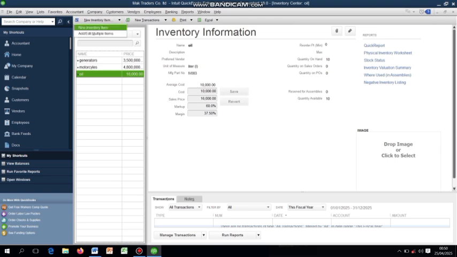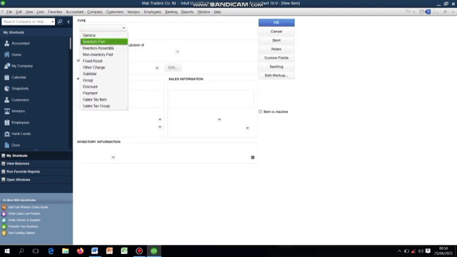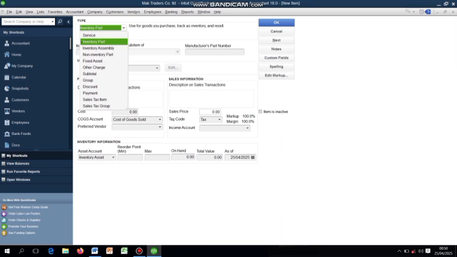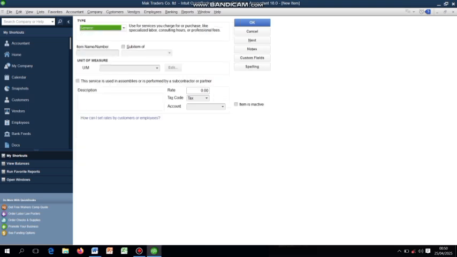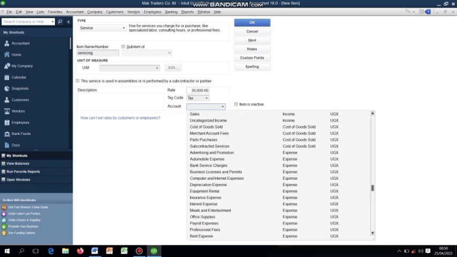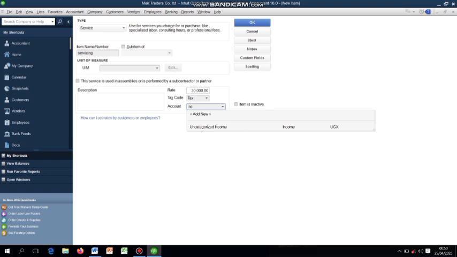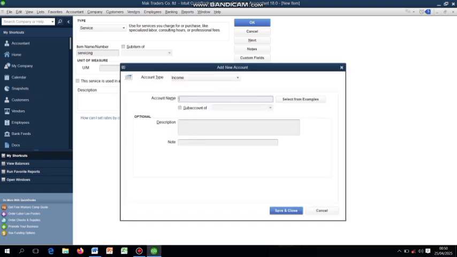So I'll come and add still another new inventory item. It is servicing, but this one is not an inventory part, so I'll come to service. I'll name it servicing. I will come here and write the rate. It is 30,000. And then this will be an income account. If it's not there, I can easily add a new one. I say income. Then I'll save and close.